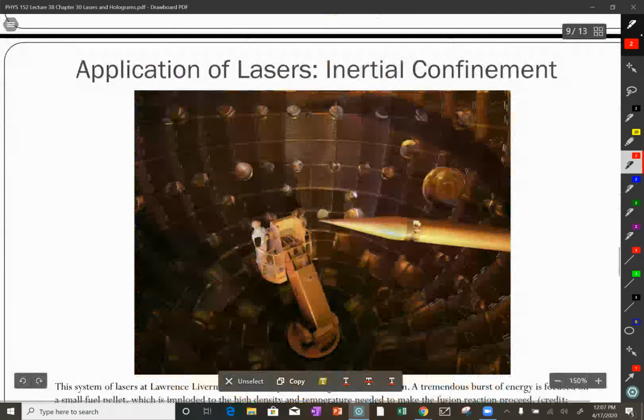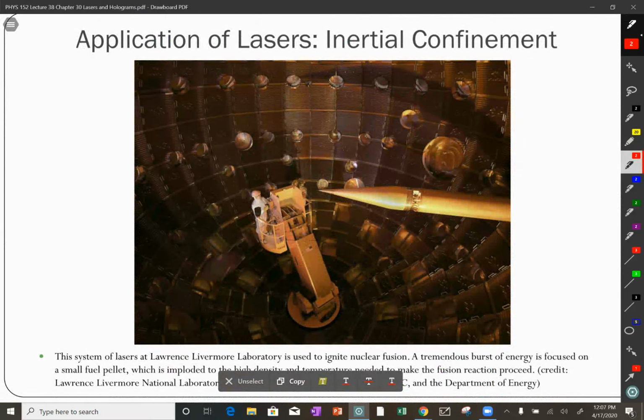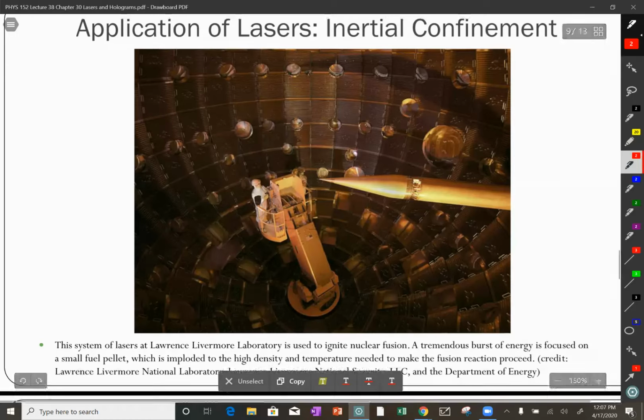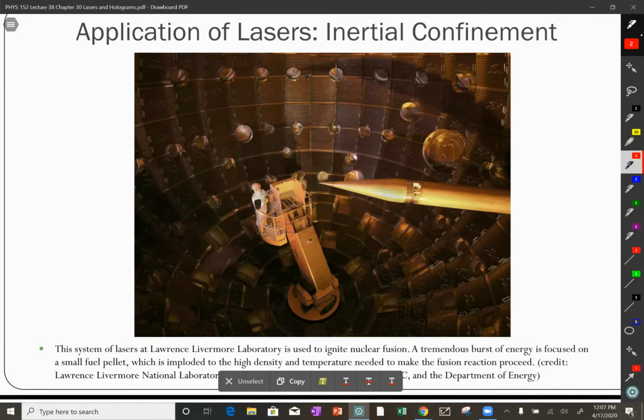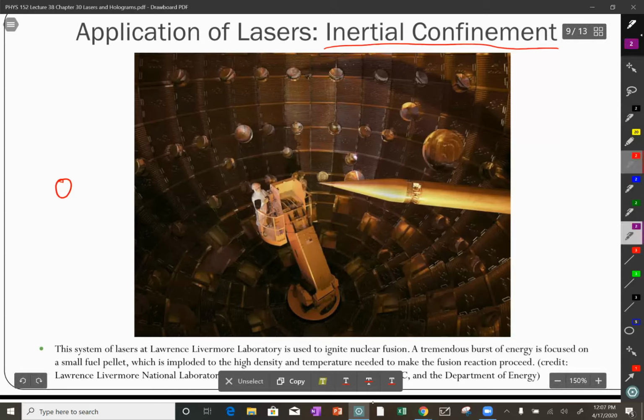Here's another one. I probably have been in this very location. It's, I think, the National Ignition Facility there at Lawrence Livermore National Laboratory. This is inertial confinement. It's a way of causing fusion. They have a little target, and that target contains hydrogen, deuterium, tritium. They have different mixes to try to optimize. And then they have a very, very strong laser, strongest laser in the world, I believe, that focuses in all directions.